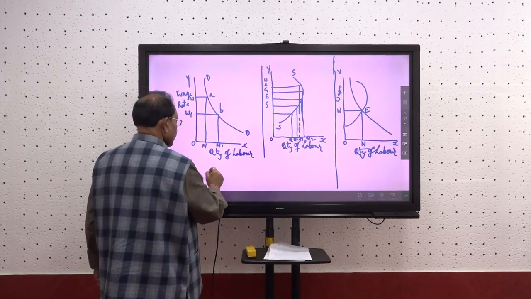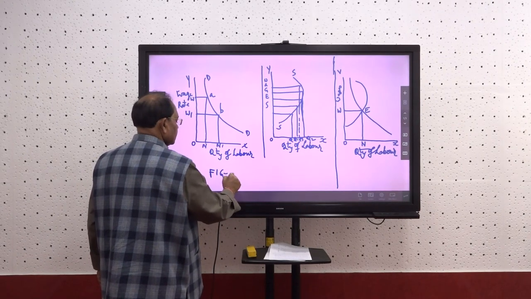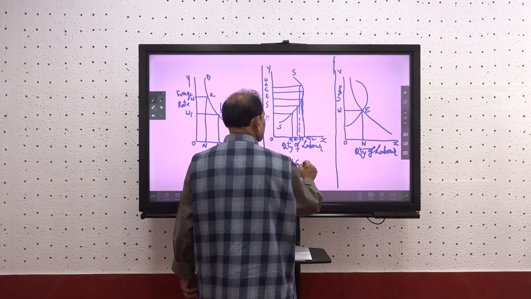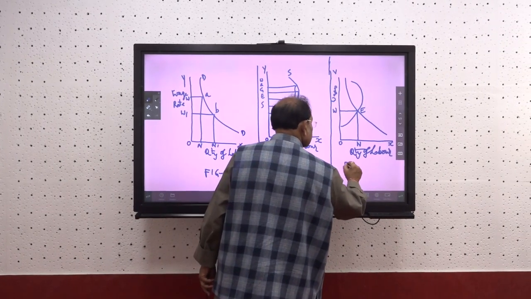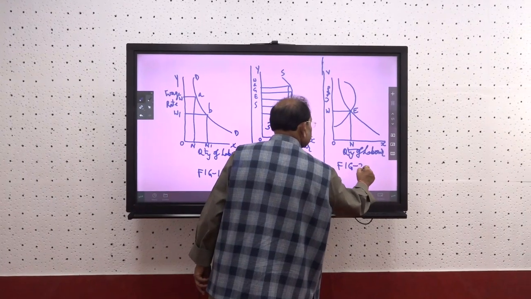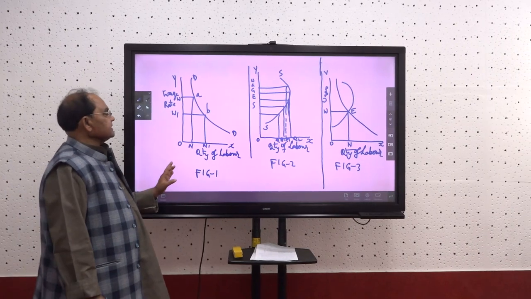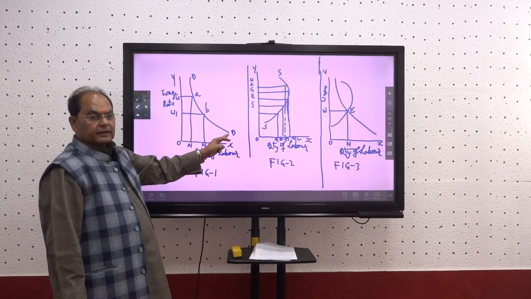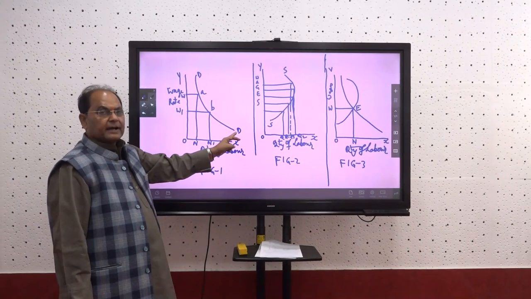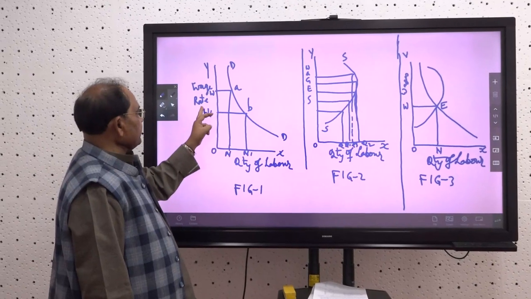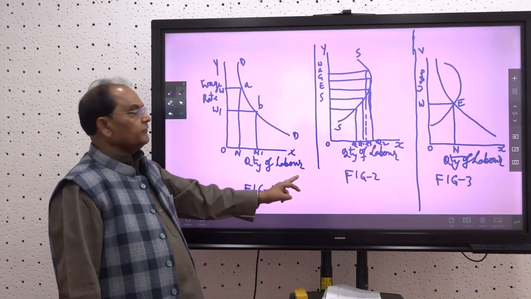Now, I'll show it to you with the help of a diagram. In the diagram, we may call this figure 1. We may call this figure 2. And we may call the last one figure 3. So, in figure 1, what we notice is that the demand curve is a negatively sloping curve, showing the relationship between the wage rate and the quantity of labor.